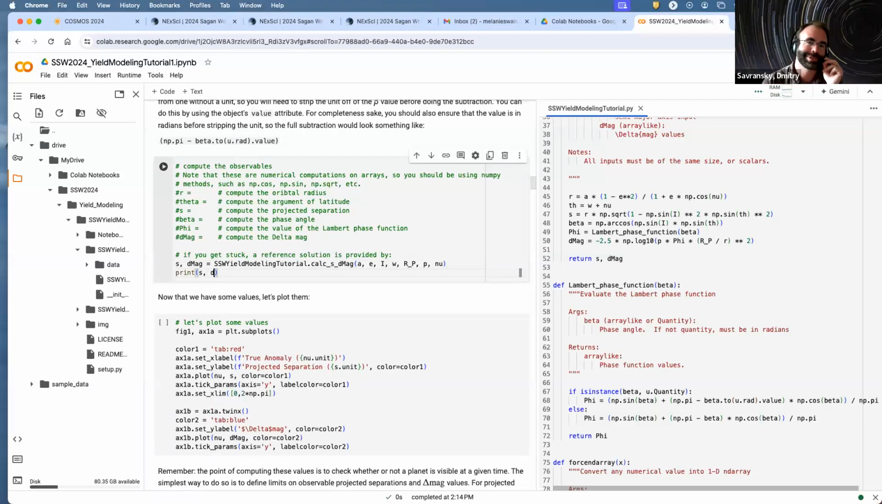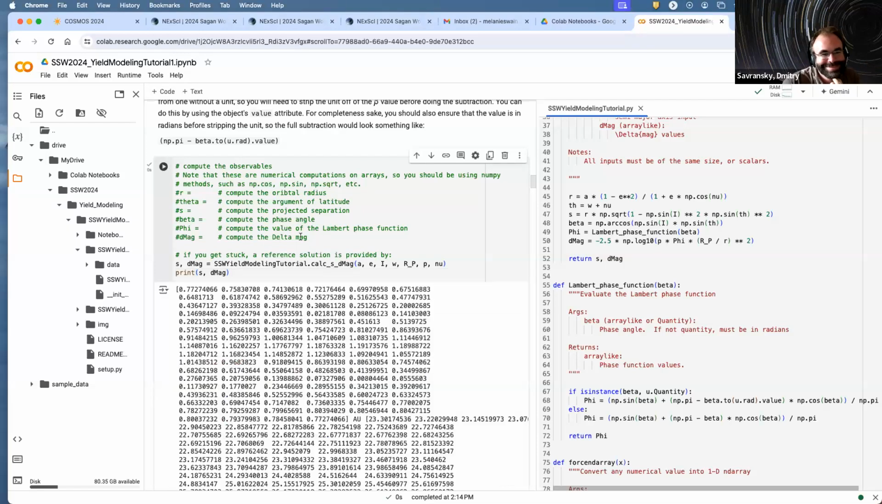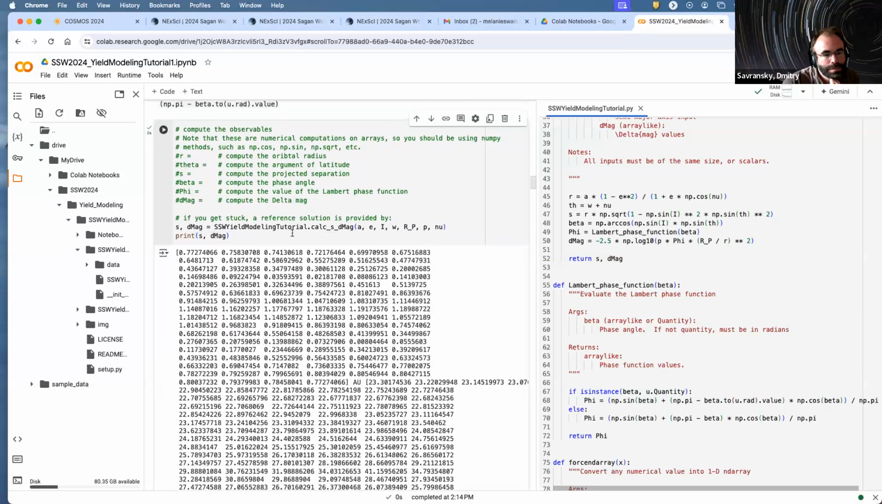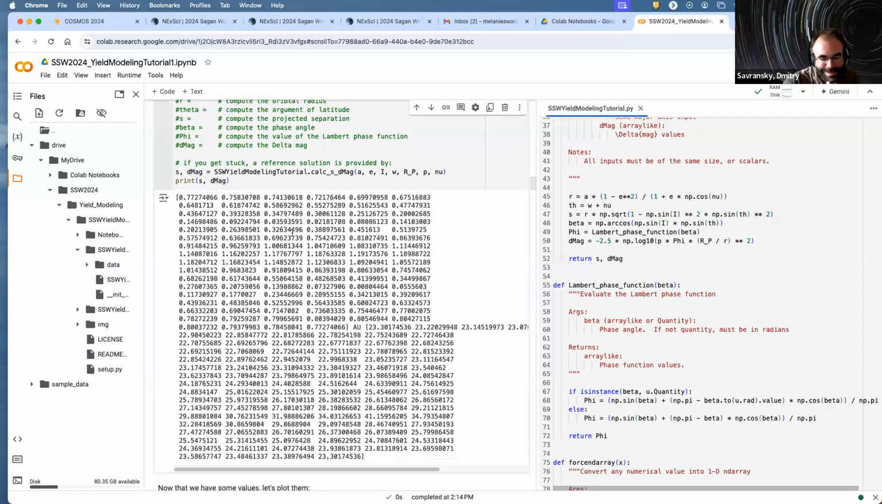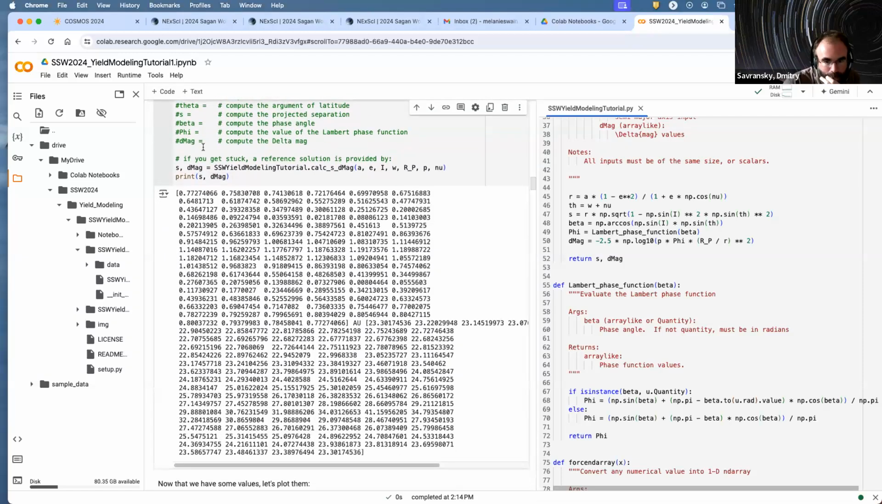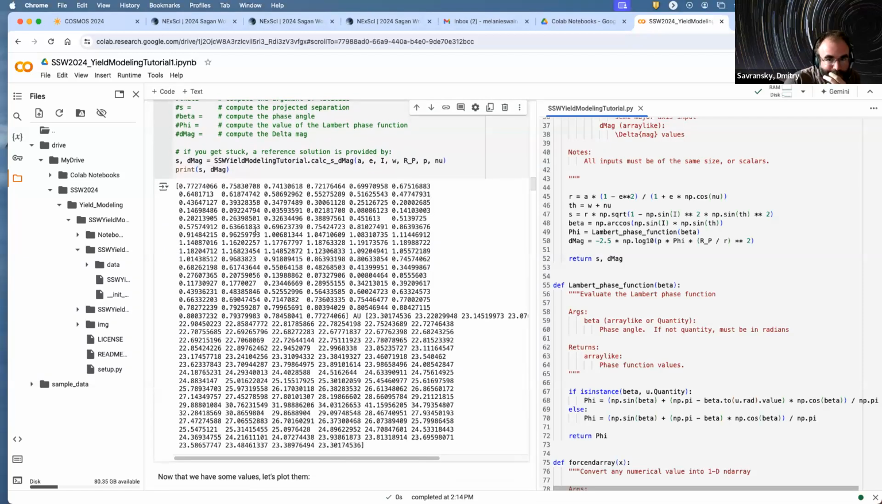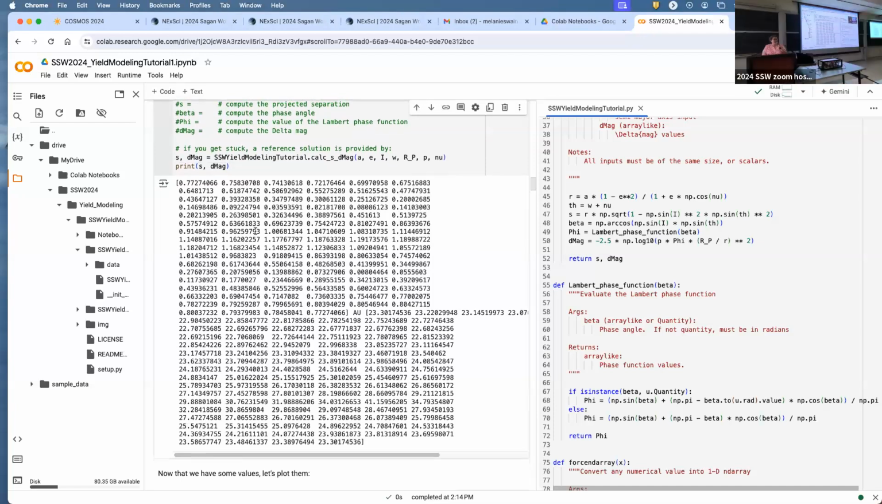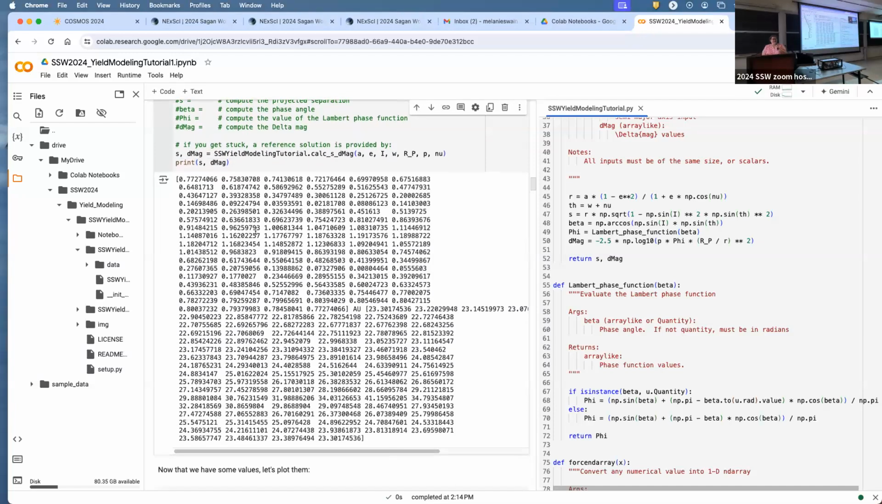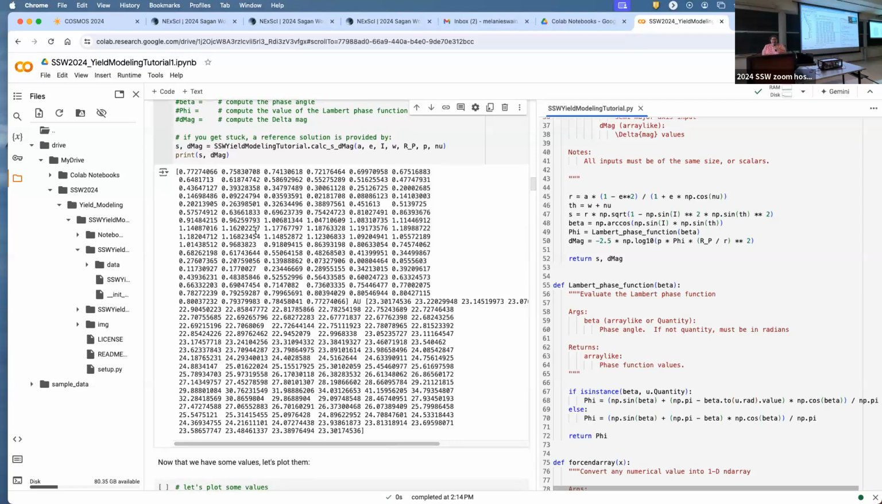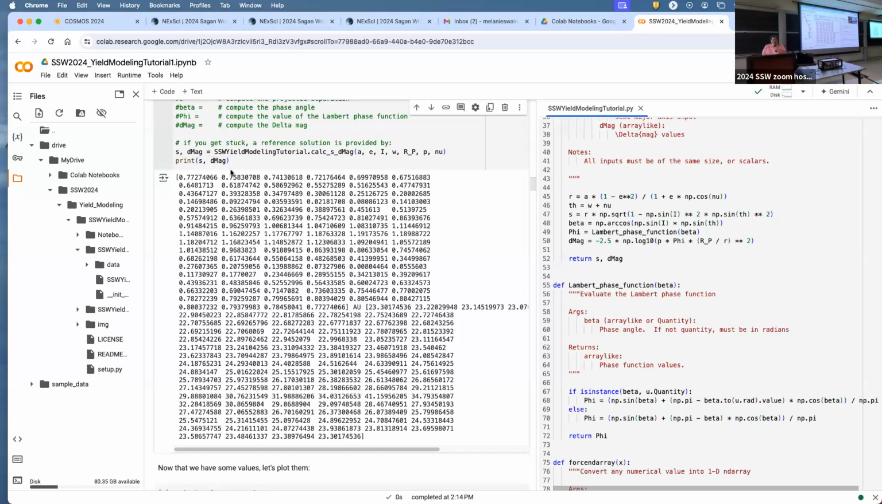Okay, now hide the answer so people don't cheat. So I've cheated because I've already done this. And I'm working out what the S and the DMAG would look like.